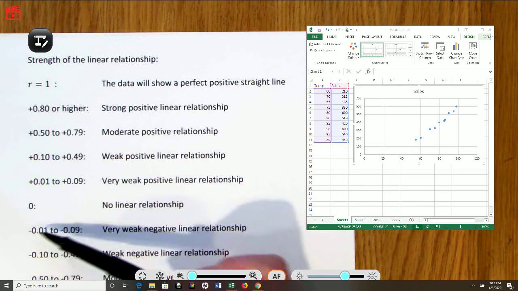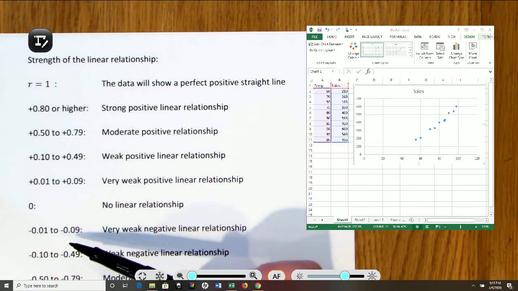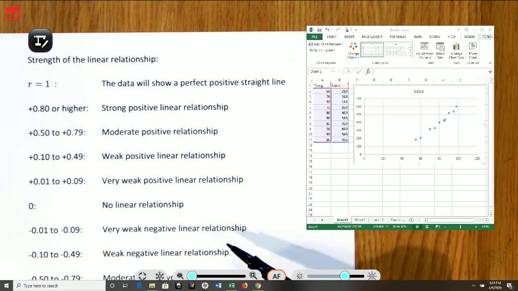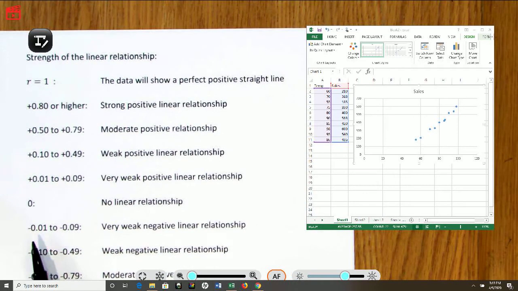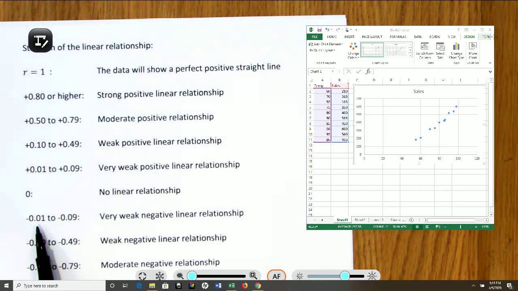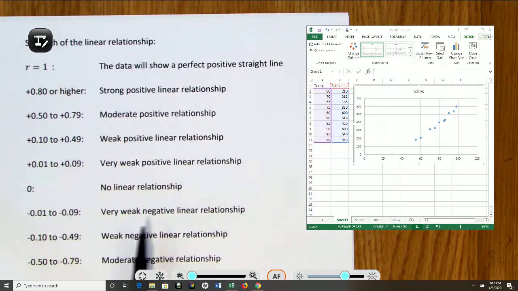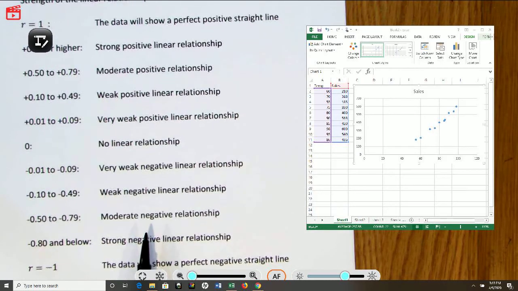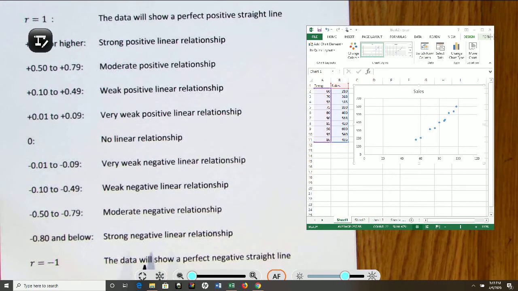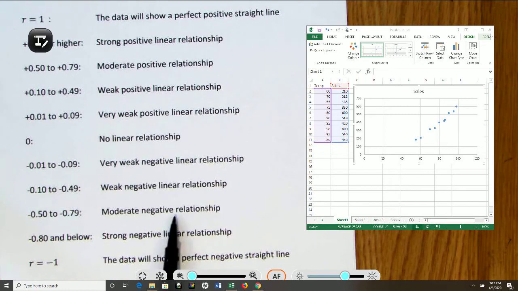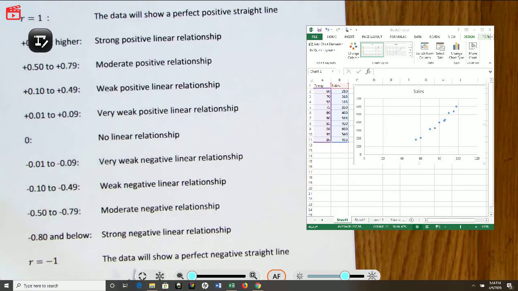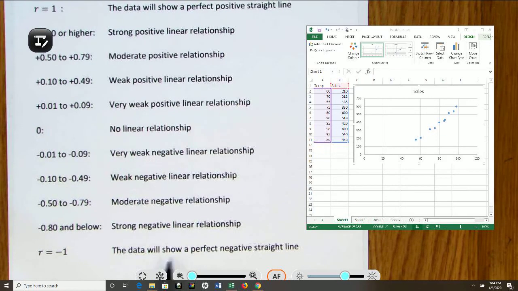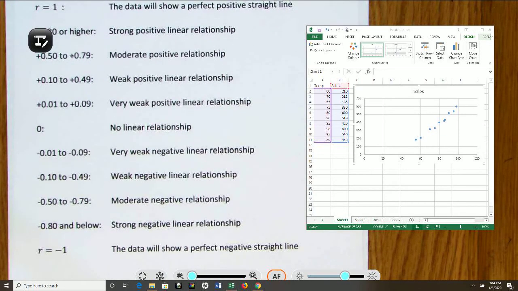If we get R values that are negative, first of all, that's going to indicate we're going downward, so a negative trend. And again, backing up the other way, a negative 0.01 to negative 0.09, very weak, and then weak, moderate negative relationship, strong negative, I should have put the word linear in there. And then if we got that negative 1, we would see that perfect negative straight line.